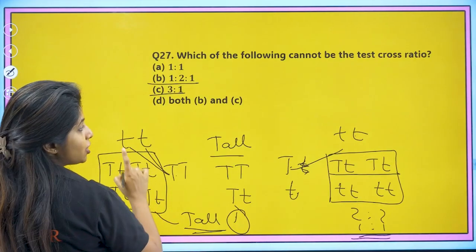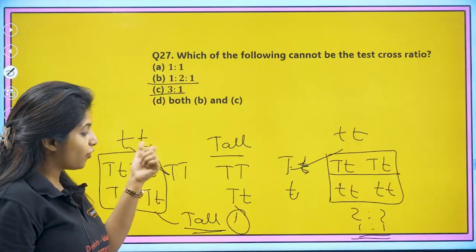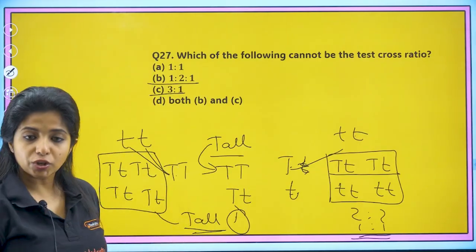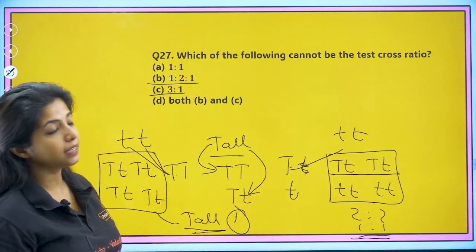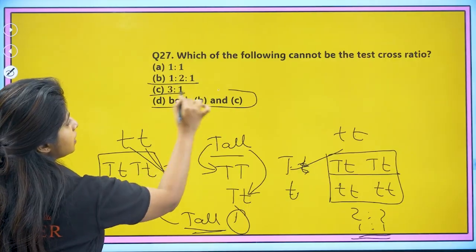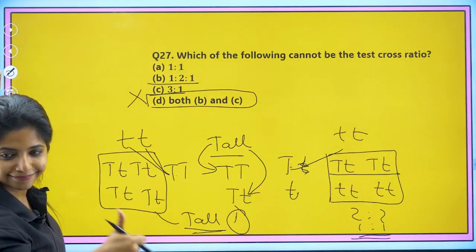It's wrong. So in a test cross, you're crossing with the recessive parent so that you get to understand: if all of them are tall, this tall plant has a genotype like this. If not all of them are tall, it has a genotype like this. That is what you mean by test cross. So both B and C would be your answer. It cannot be a test cross ratio.